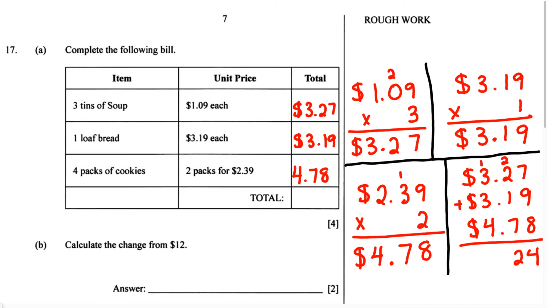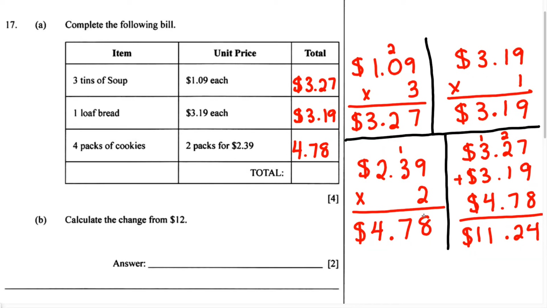We're going to bring down the decimal point. 1 plus 3 is going to give us 4. 4 plus 3 is going to give us 7. 7 plus 4 is going to give us 11. For the total, we have $11.24. Now let's just add a dollar sign for $4.78. So we're going to write it with a dollar sign.